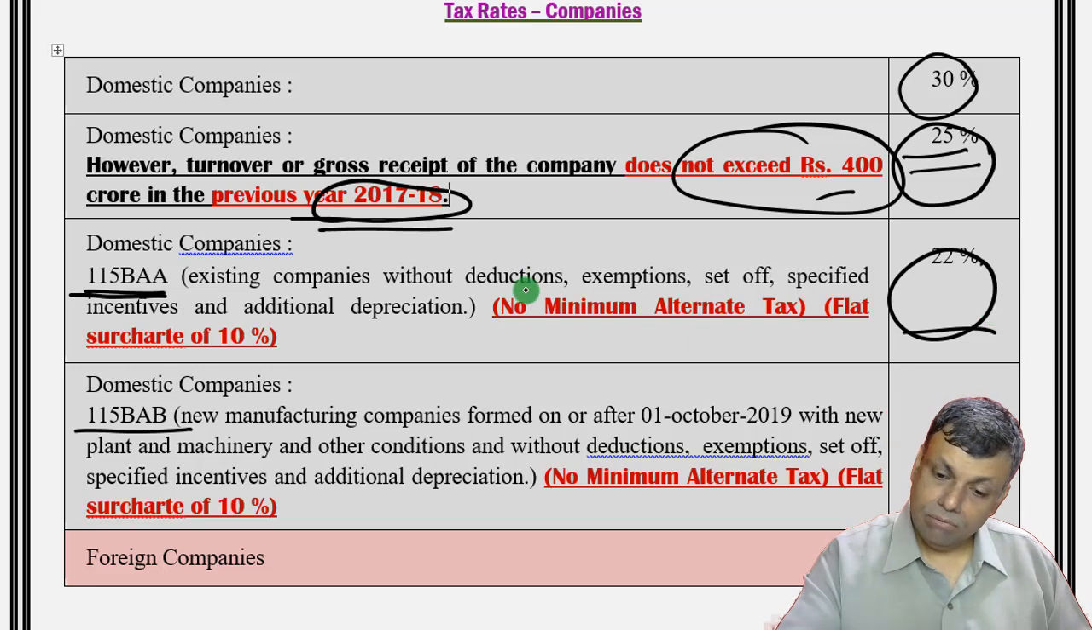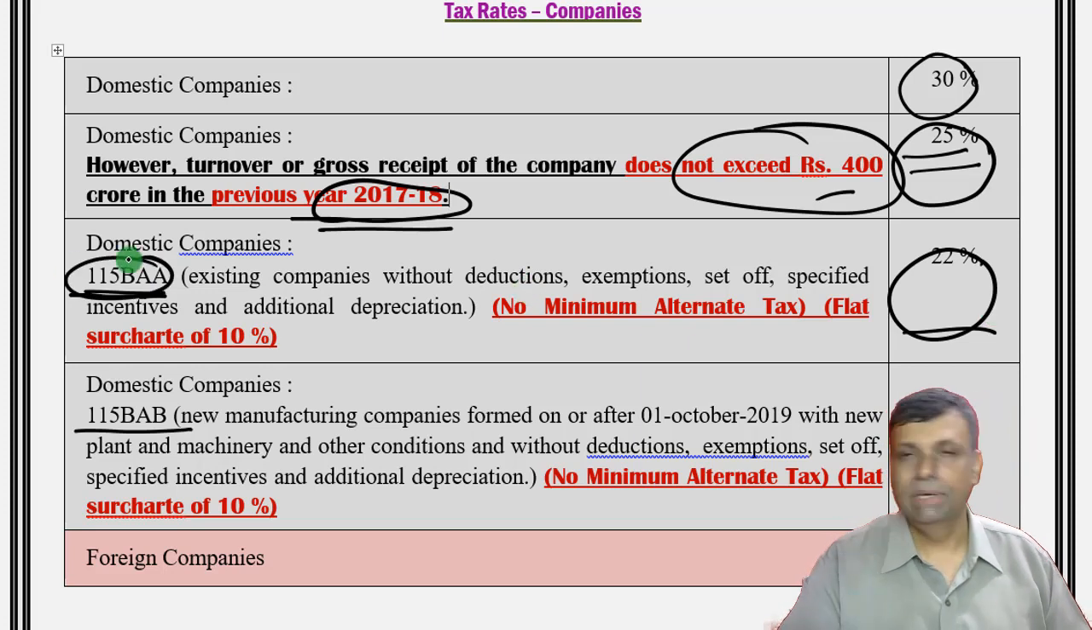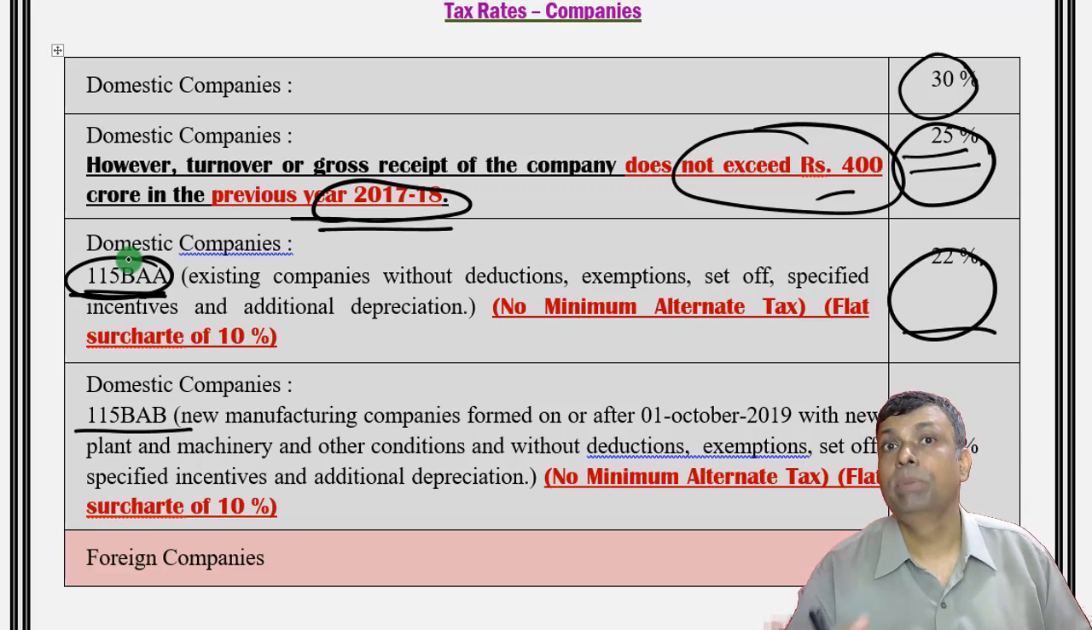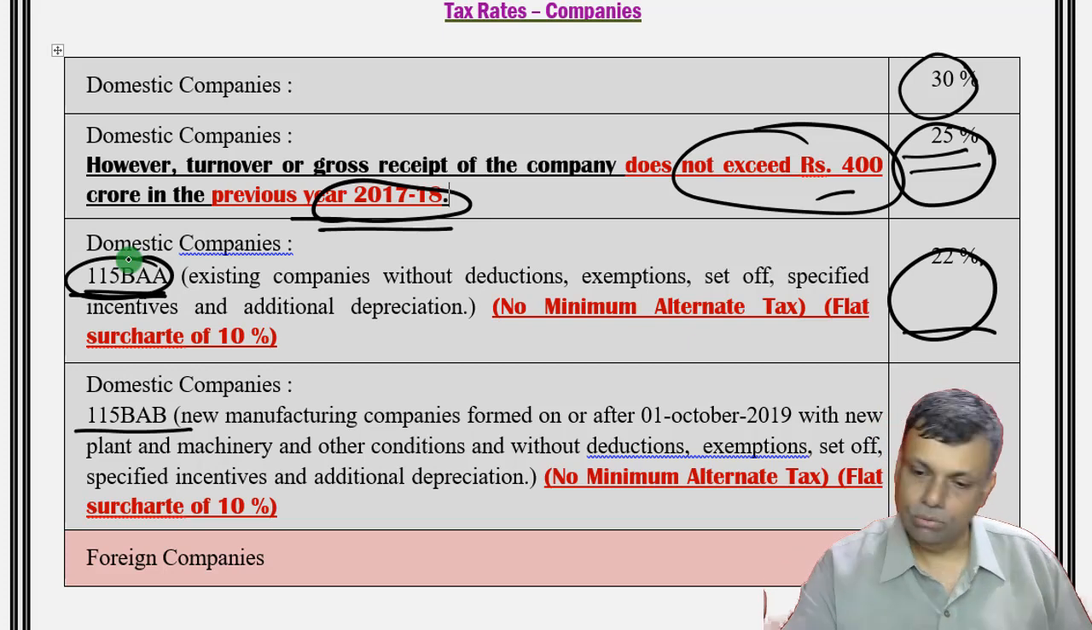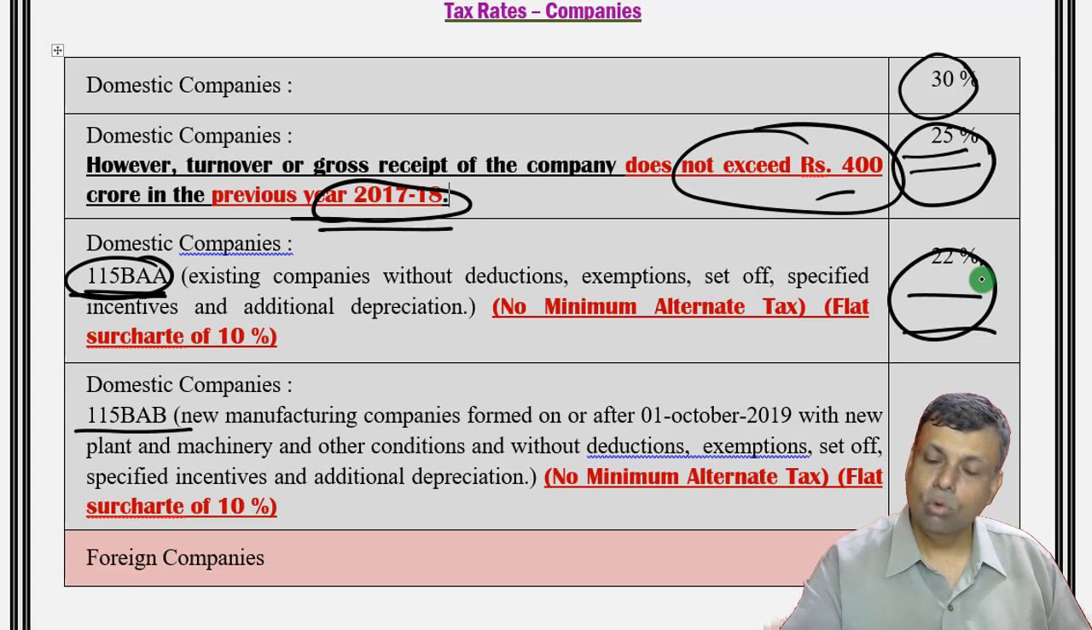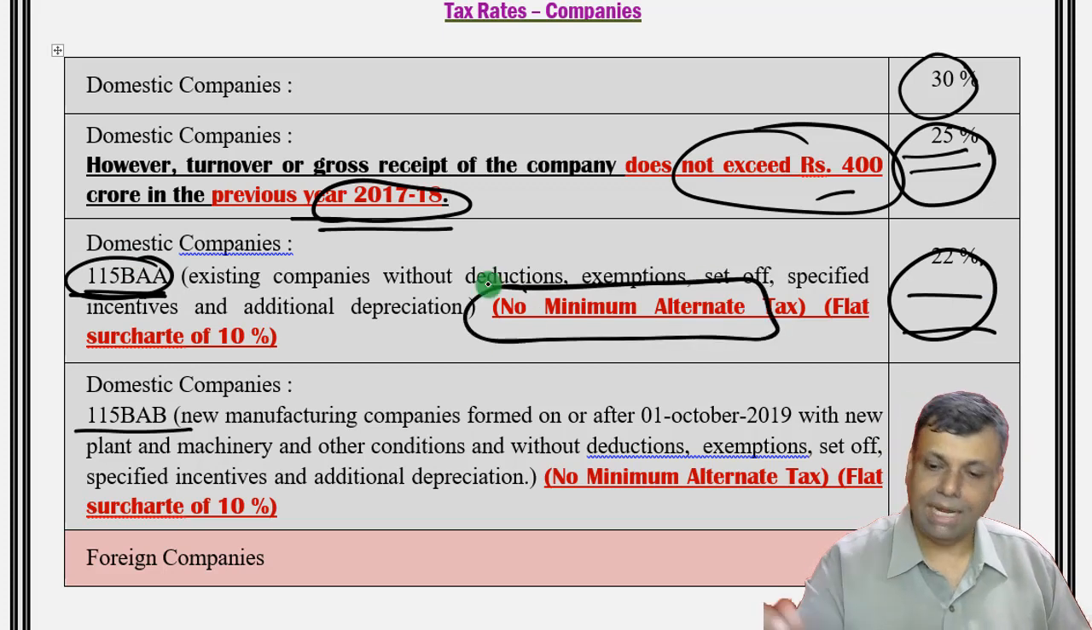Further, for these categories of companies, they have to specifically opt for it. That means there is a small procedure at the time of return filing. You have to opt for this particular section, and once you have opted for this concessional tax treatment without deductions and exemptions, there is no rollback. Once you have selected this 22% category, it will bind you. Now if you go for this scheme of lower tax rate, then there is no minimum alternate tax.